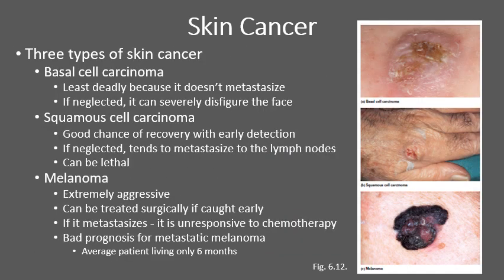There are 3 different types of skin cancer. So we have basal cell carcinoma, and this is the least deadly because it doesn't metastasize. Metastasize means when you have cancer in one part of your body and it then spreads through your lymph nodes or through the blood to a different part of your body. For instance, breast cancer that becomes pancreas cancer. The same thing can happen with skin cancer, but basal cell carcinoma does not metastasize, and therefore it's not deadly.